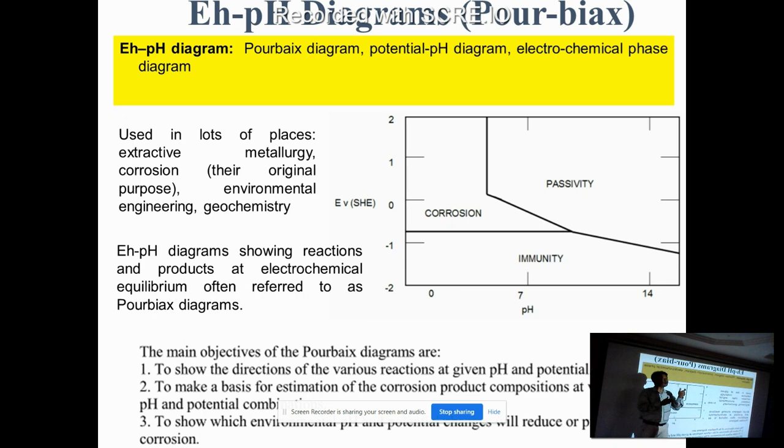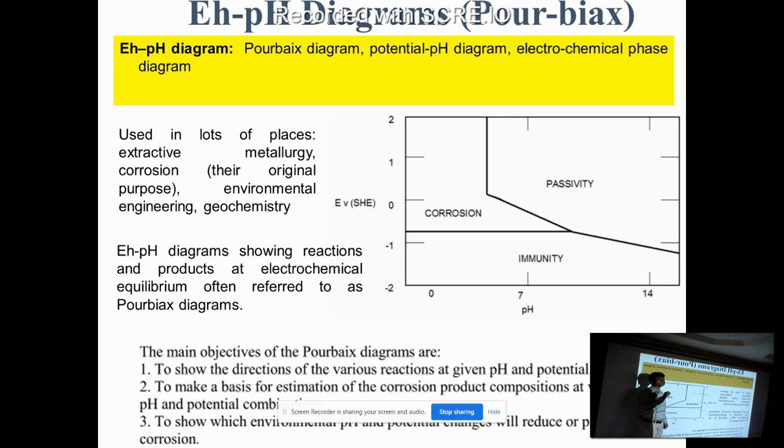The main objectives of the Pourbaix diagrams are, you look at here. It shows the direction of the various reactions at a given pH and potential. So these diagrams will give various directions for a given pH and a potential.